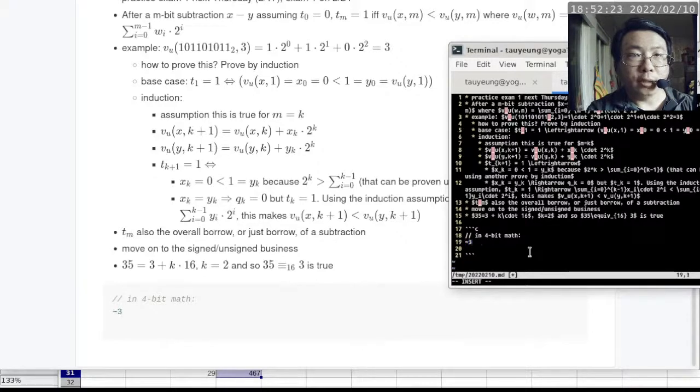tilde 3 is going to be tilde, let's see, 0011 in base 2. And that means you just basically flip all the zeros to ones and flip all the ones to zeros. So you have 1100 in base 2. Are we doing okay so far with this?